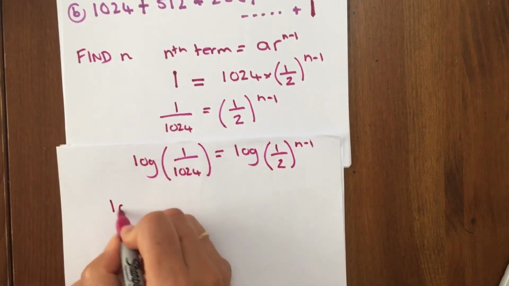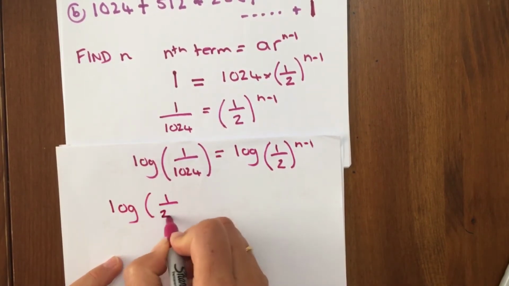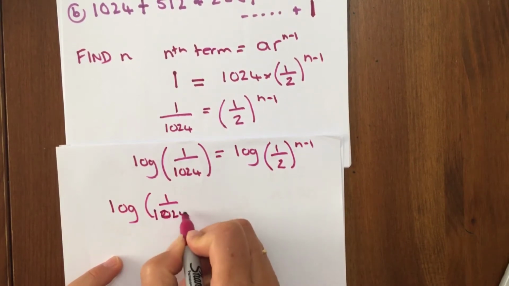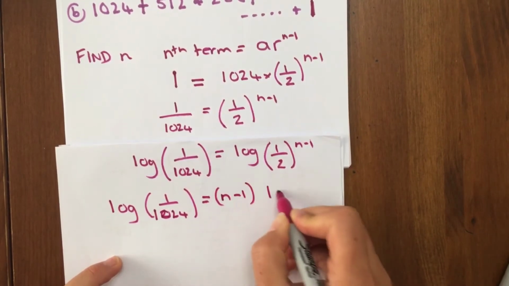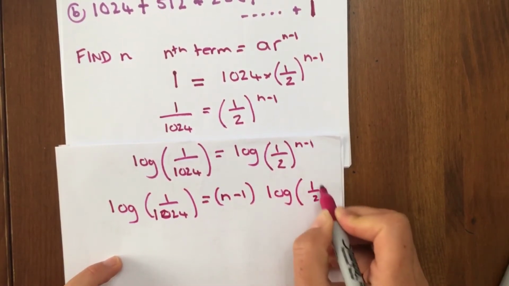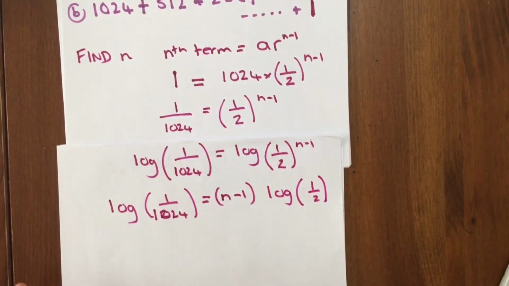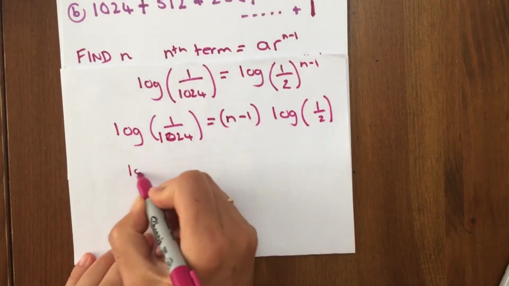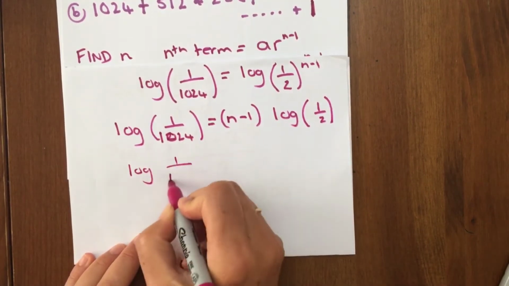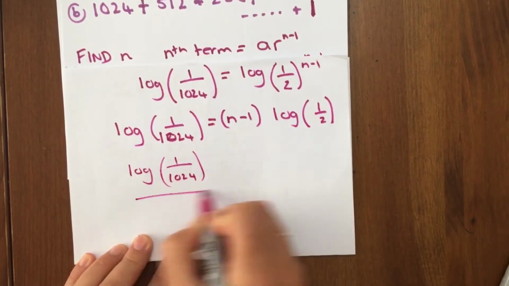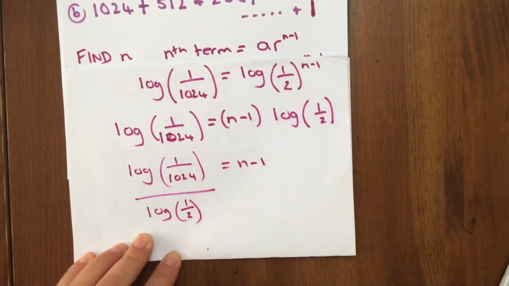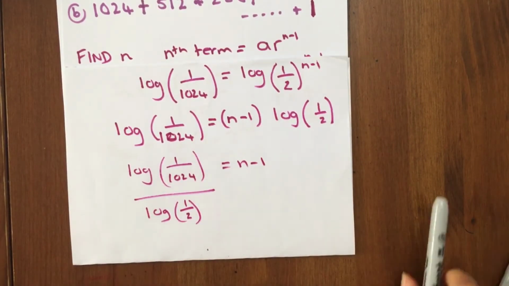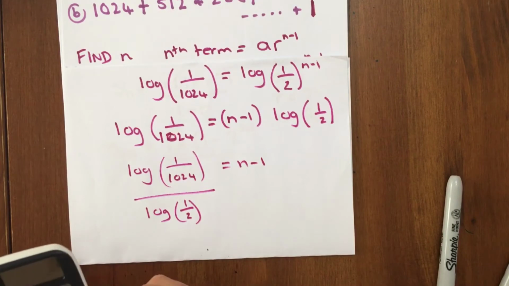Now I can release the power. I'm going to bring this power in front. So I've got this, and we've nearly got the answer. I'm going to divide now by log of a half, both sides, and I can find n. So let's just do that on your calculators.